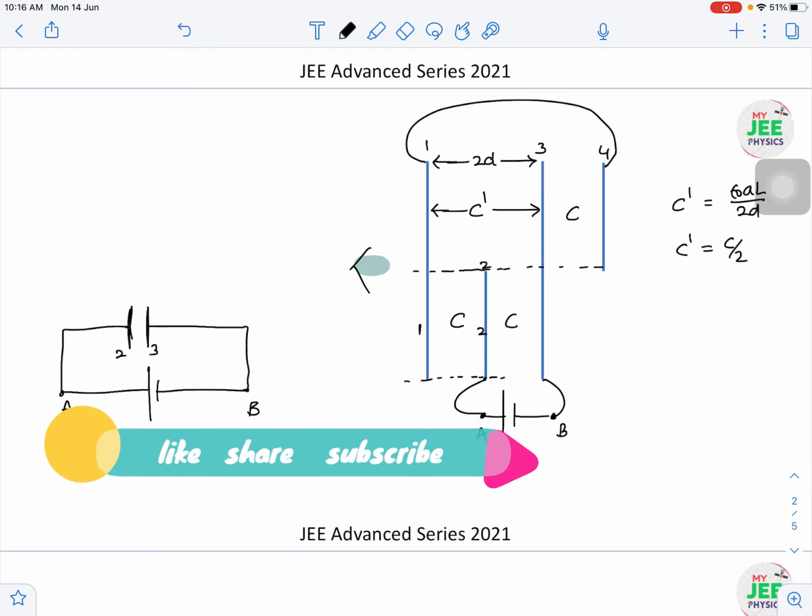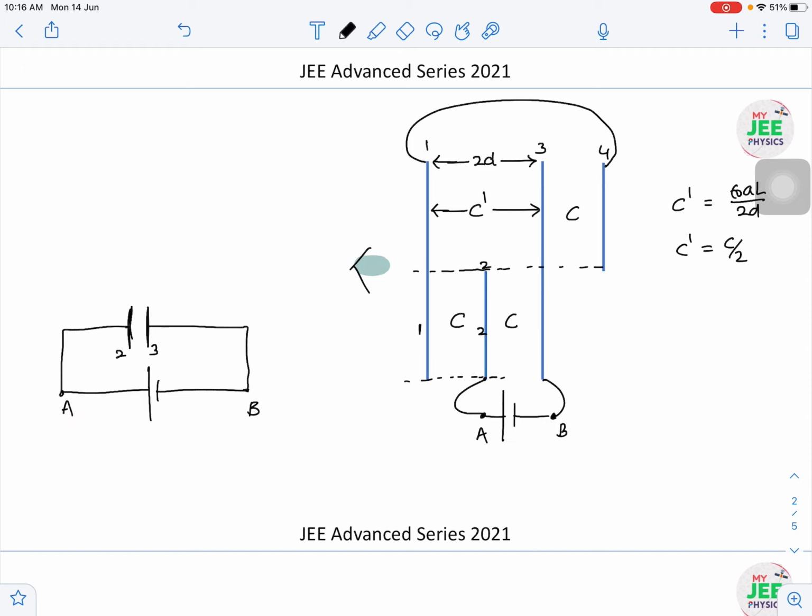And then the second plate is connected to positive, but the first is not connected, so 2 and 1 will form a capacitance. But the first is not connected to the negative terminal, so that's why I'm not connecting it. Similarly, third and fourth will also form some other capacitance, in this region. So I will highlight this region, the third and fourth region.